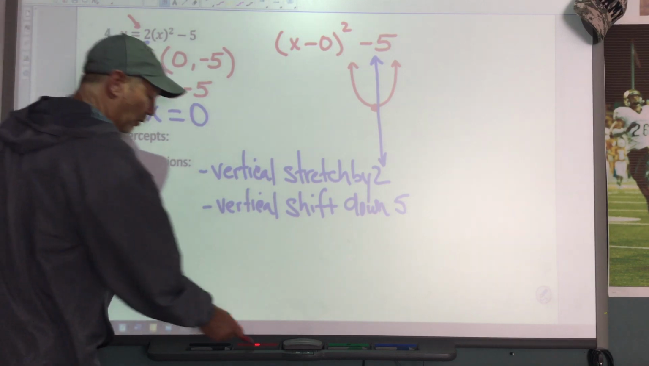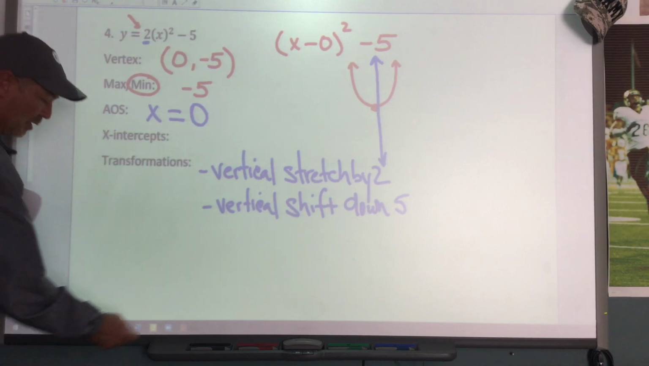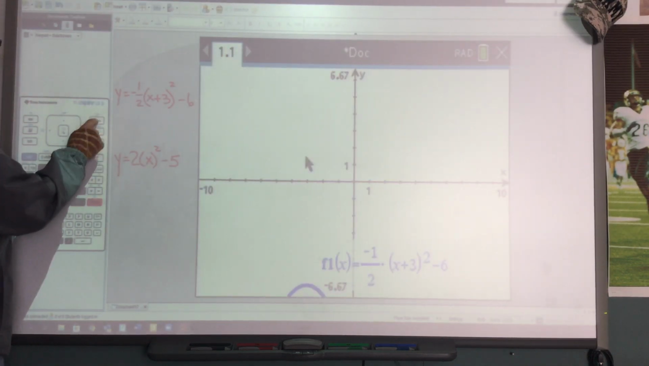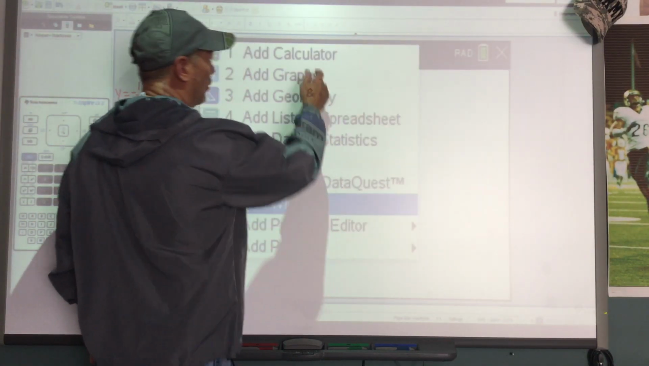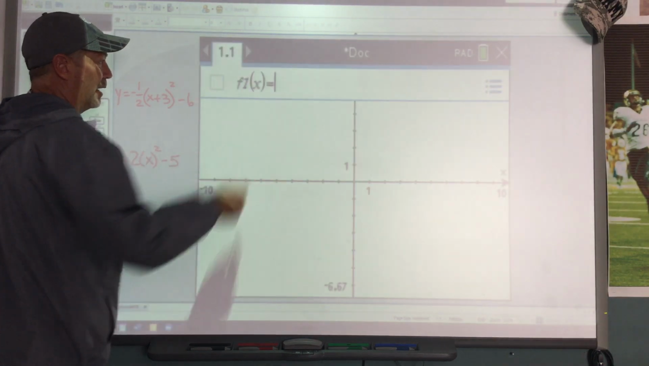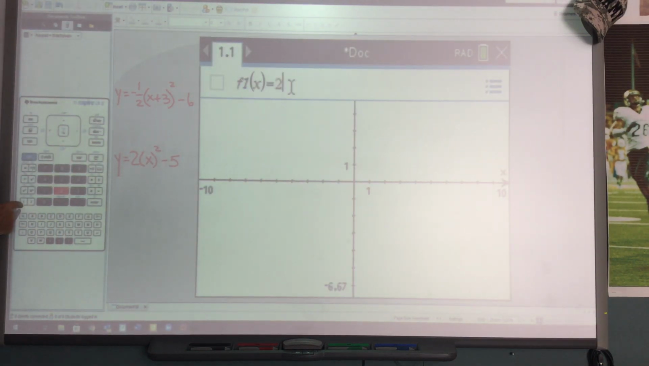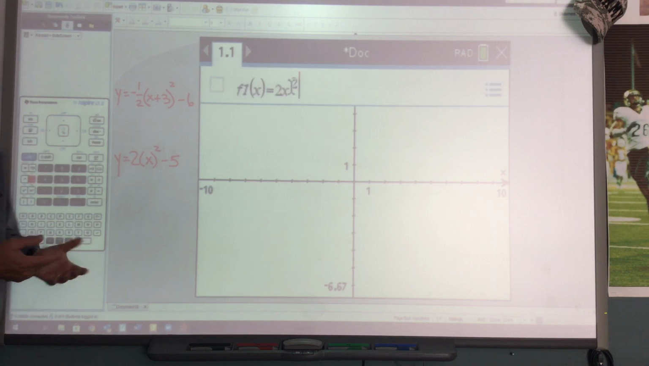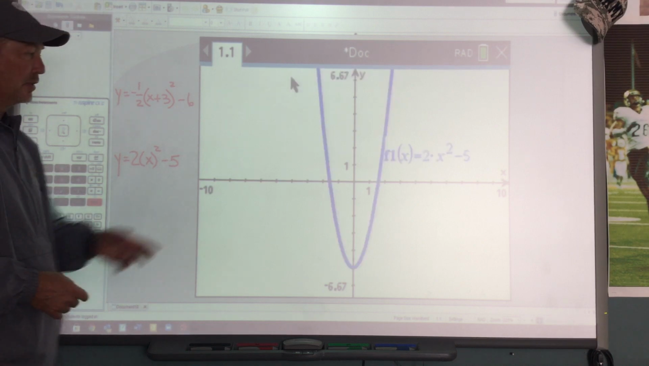Got it? All right, so now we're going to try to graph it because we're going to find our x-intercepts. Okay? So we go back to the calculator. Going to go to a graph, and we're going to put in our equation. We're going to say 2, and then parentheses, or you can just put x squared. You don't need the parentheses. And then we're going to say -5, and we're going to hit enter. And this is my graph.